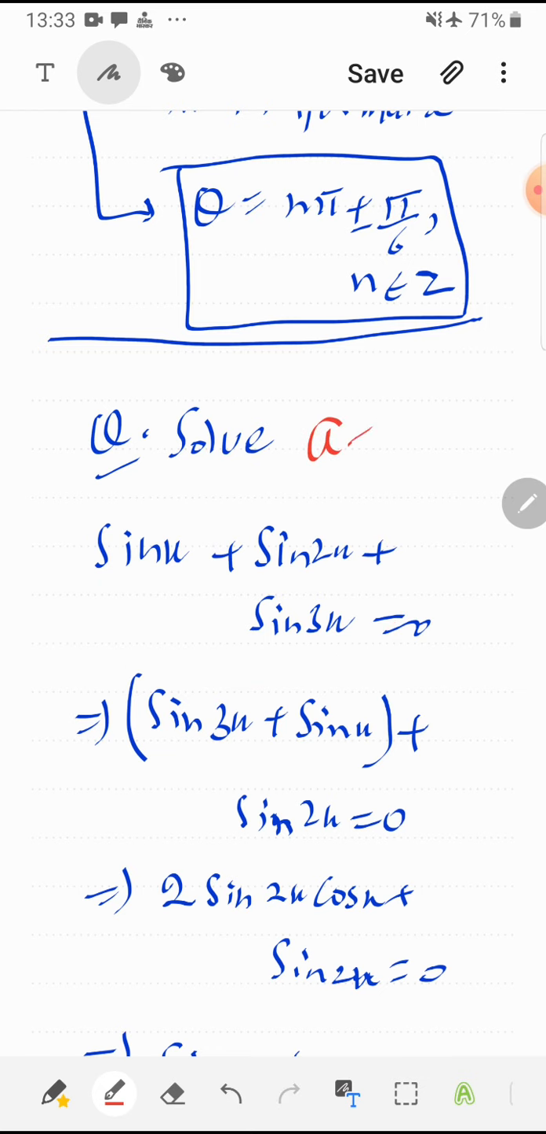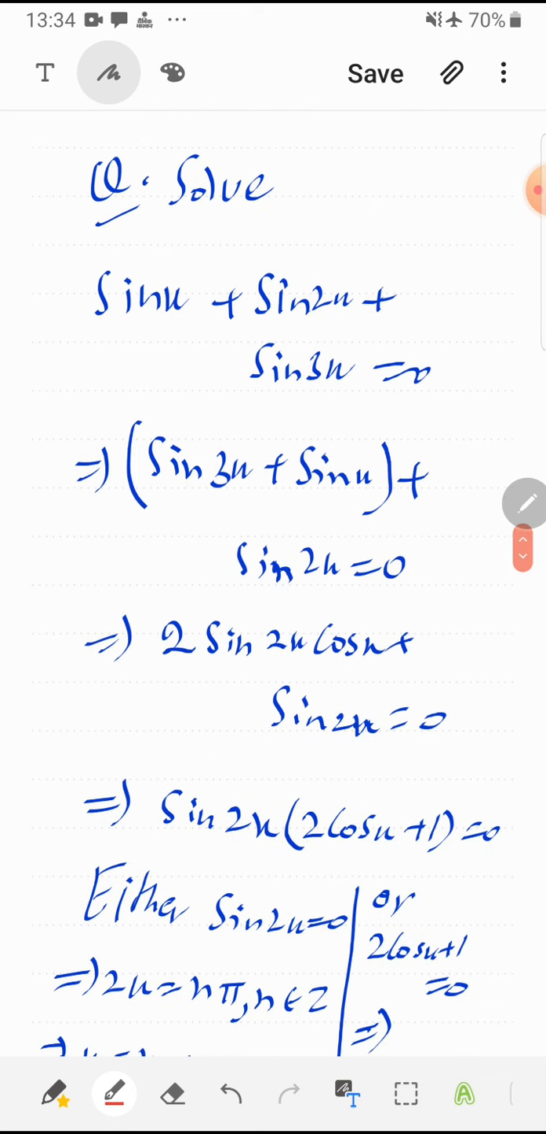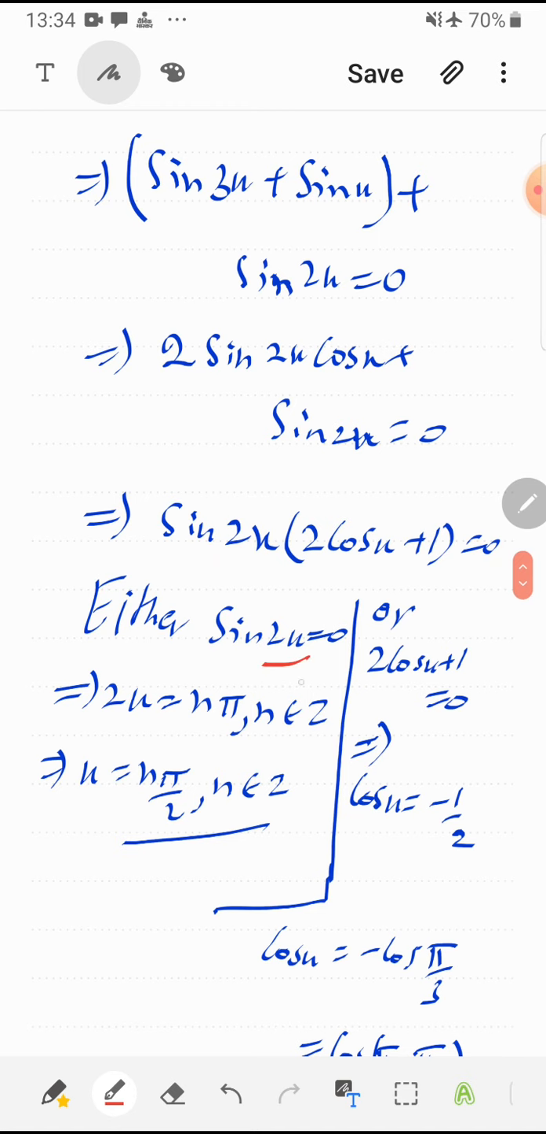Because in algebra, if a plus b is equal to 0, you can't say either a is 0 or b is 0. But if a into b is equal to 0, then surely either a is 0 or b is 0. So I want to reduce terms into factors, so that is why I have applied this formula. Now I am taking sin 2x common, so that now either sin 2x is 0 or this bracket is 0. When sin 2x is 0, that means 2x is equal to n pi and x is equal to n pi by 2, where n belongs to z.